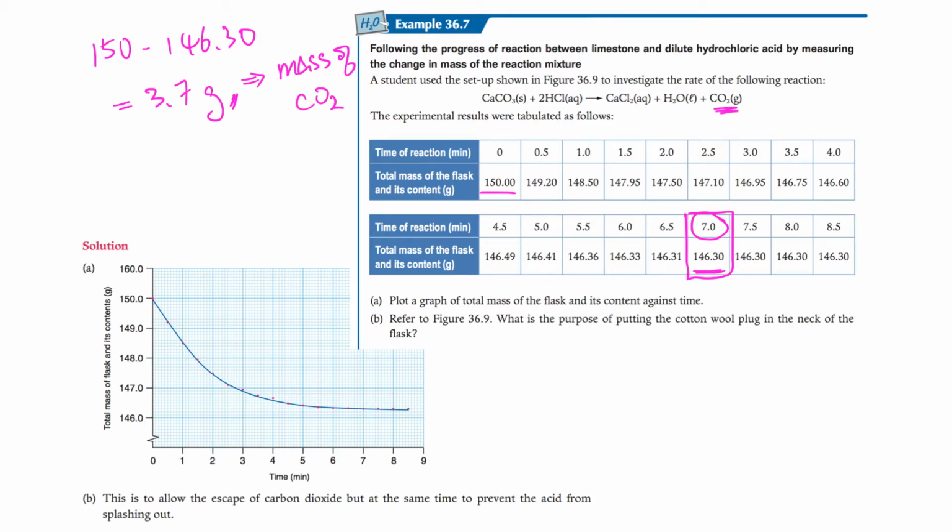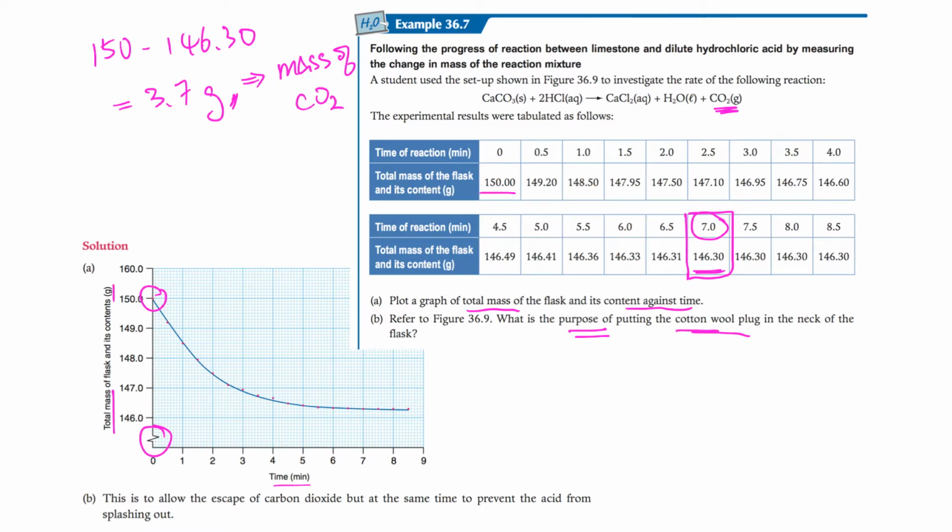So plot a graph to show the total mass of flask and its content. So the mass is decreasing. So remember, the y-axis will be the dependent variable. So the total mass in gram will be the y-axis, and time in minute will be the x-axis. So you can see that it starts from 150, and then all the time it goes down. So for the y-axis, you may also want to have these symbols to cut short the distance between 0 to 146 gram.